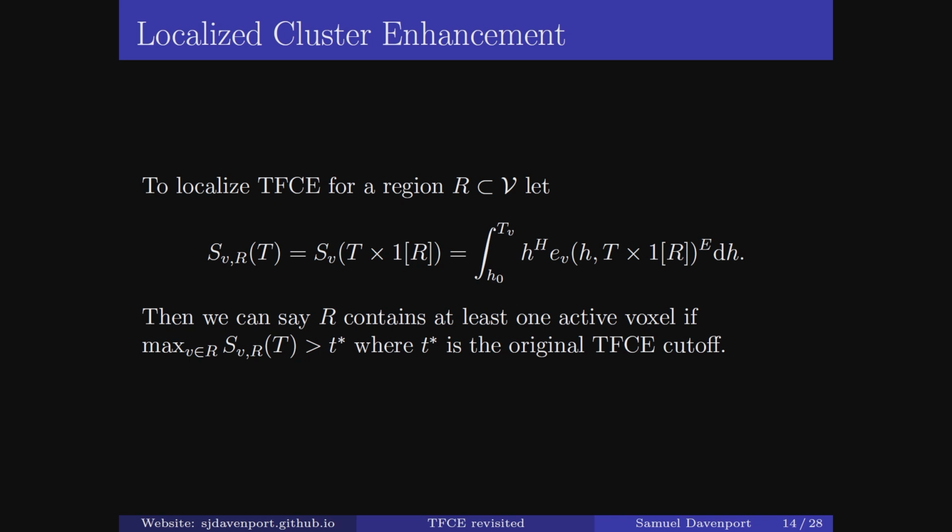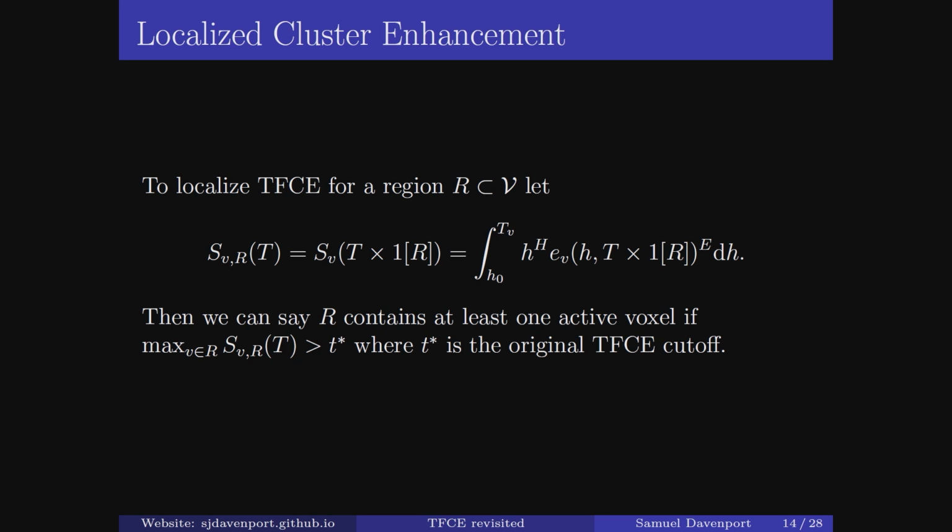So how can we improve this? Well, we introduce Localized Cluster Enhancement. Localized because it's going to allow us to say that there's activation in a specific area of the brain. And cluster enhancement, basically we've dropped the TF because in our view, it's not threshold free.